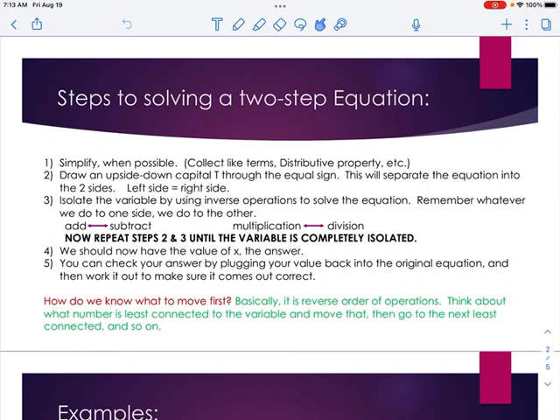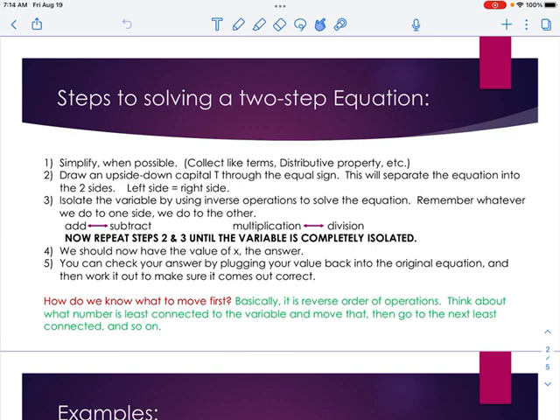Okay, so the first thing we're going to do is simplify whenever possible. That includes things like collecting like terms, distributive property, those types of things. Next, we're going to draw an upside down capital T through the equal sign. Remember, that is simply an organizational tool that helps us keep straight. Whatever we do to one side, we're going to do to the other. We need to make sure that our left and right sides stay equal.